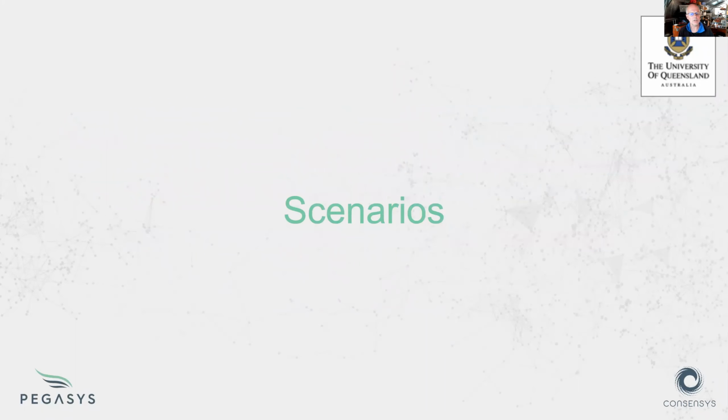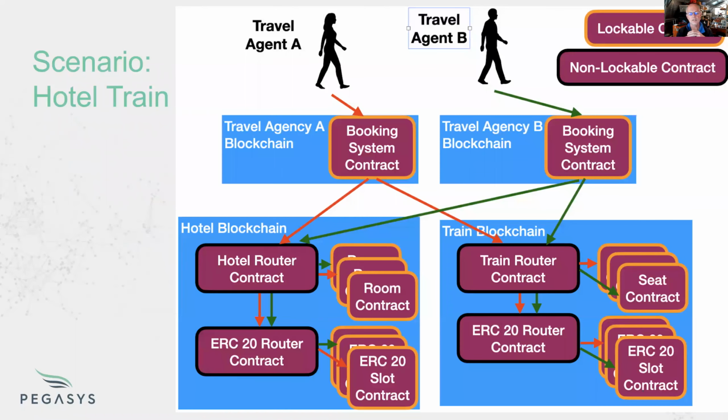So before we get into it though, let's talk about scenarios. In what situations would you use a cross blockchain function call? So imagine you have a hotel and train situation where you have hotels having one blockchain, train having another blockchain, you've got two travel agencies. And so you have a booking system that is wanting to book a hotel room and a train seat and have them both go through or not go through. And so this system of lockable and non-lockable contracts that we've got here would allow that to happen.